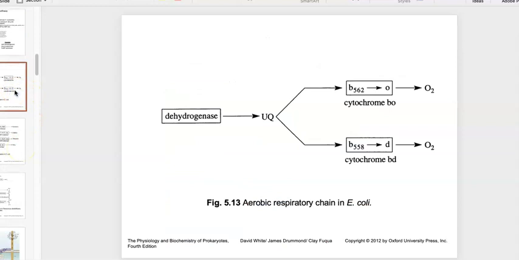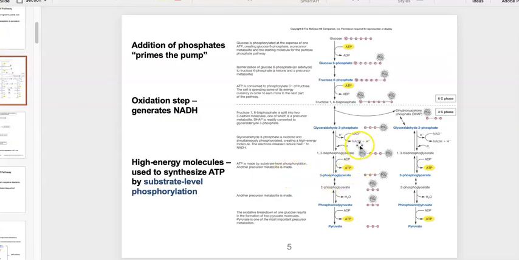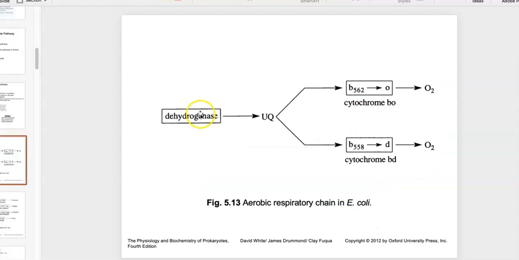So moving away from carbon breakdown, now we're looking at just a little bit of a snapshot of electron transport chains. And this is just some of the aerobic respiratory chains in E. coli. Not the whole thing, obviously, but just the basic pathway. So you start with some kind of dehydrogenase that would grab electrons from these electron carriers here. So NADH or FADH2 made from Krebs cycle. And these electrons would then be passed to quinones, and then ultimately from quinones to these cytochromes.